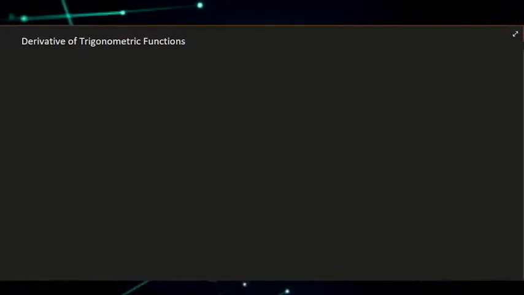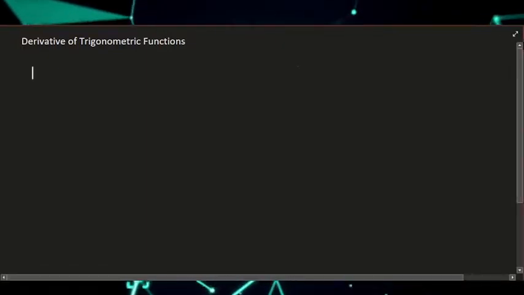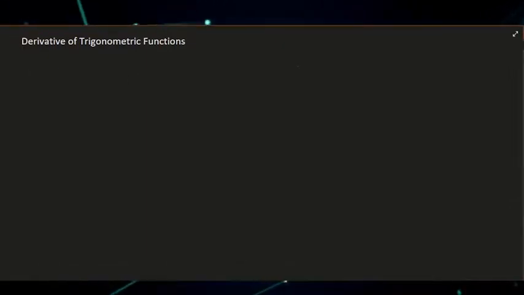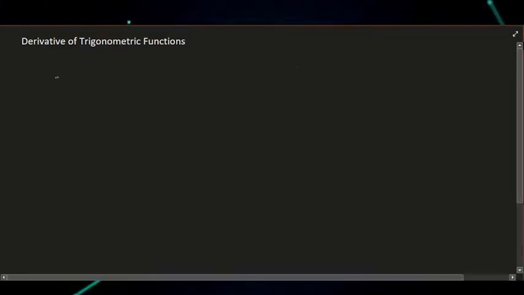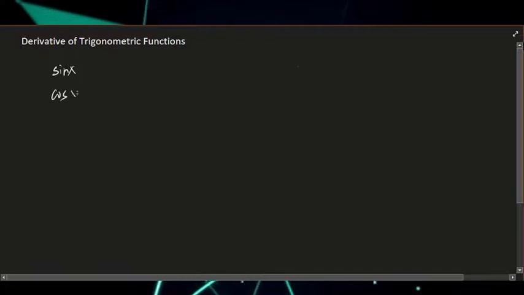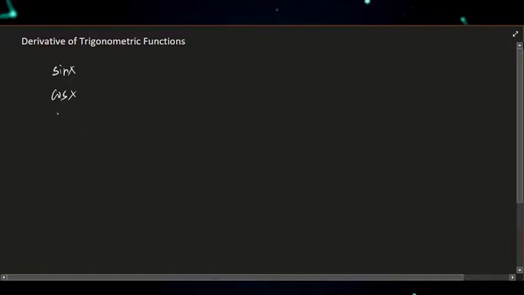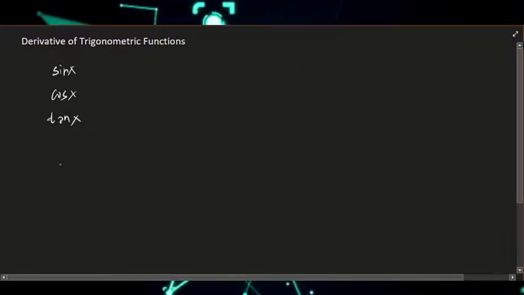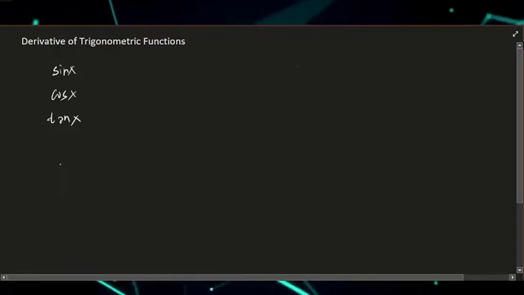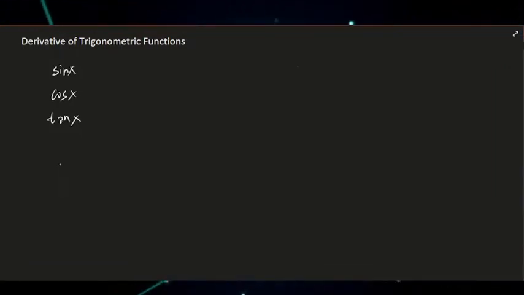Okay, so in this video we'll be talking about the derivative of trigonometric functions. When we say trigonometric functions, we have these three primary functions: sine x, then cosine x, where we assume that our angle is x, and tangent x. Like algebraic functions, trigonometric functions also have their own derivatives.